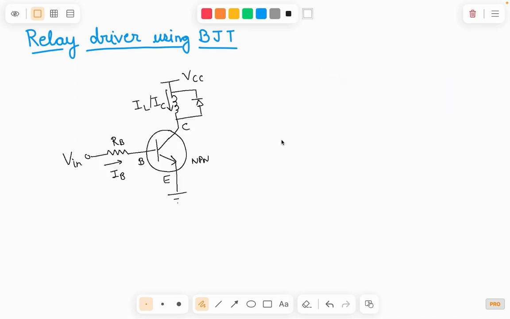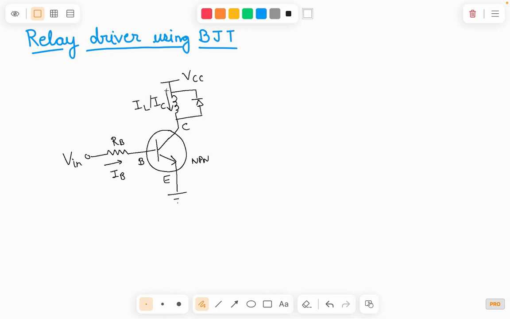So moving on, this is the schematic that I will be using. Here we have this transistor. This is the NPN BJT in this case. Then we have a base resistor attached to its base. We have the input signal represented by Vin over here. IB is the current that's flowing into the base. Then we have the supply voltage, which is VCC. Here is the load, the relay in this case, which is connected to the collector terminal of the BJT, and the emitter terminal is connected to ground.